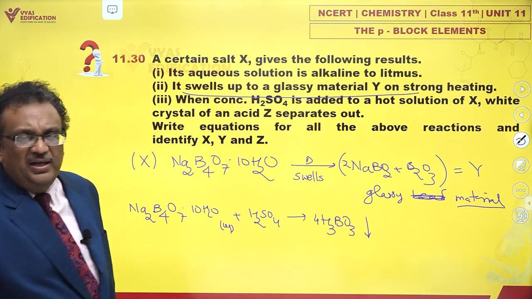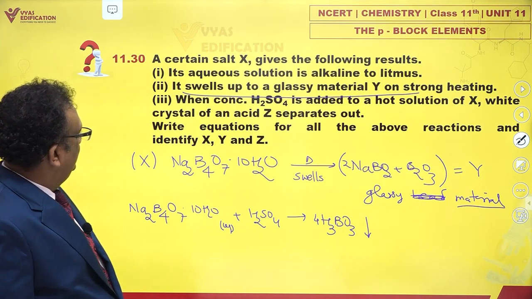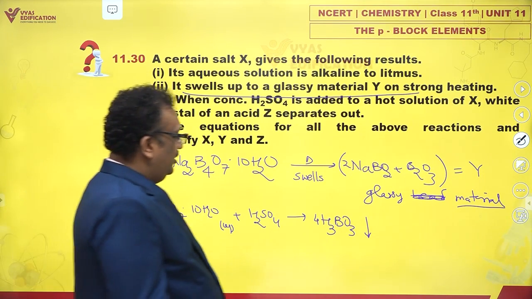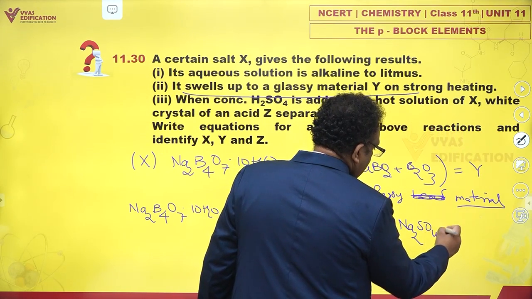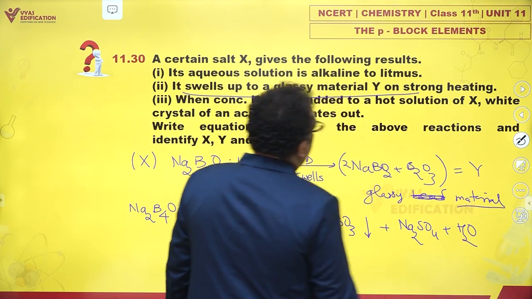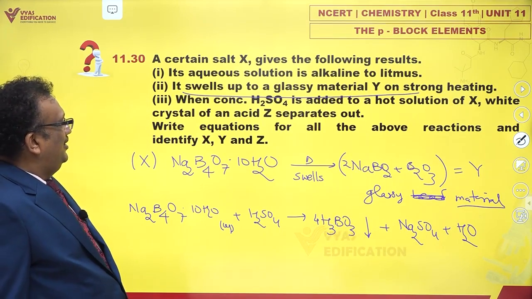And boric acid is not highly soluble in water. It can crystallize out. Right? And what do you get? You get sodium sulfate and water. Is that all? Yes, that's it. Write equations.